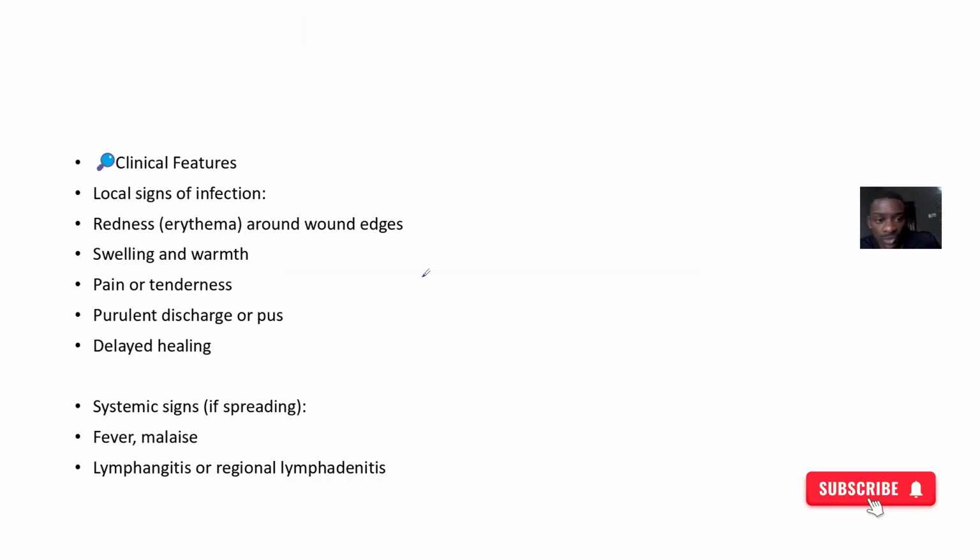Okay. So clinical features, you see redness of the wound, swellings, and the area is hot. Okay. Pain or tenderness, purulent discharge of pus, and there's delayed wound healing. Okay. Sometimes the infection can now track into the body system, causing fever and malaise, and also lymphangitis, then lymphadenitis too.